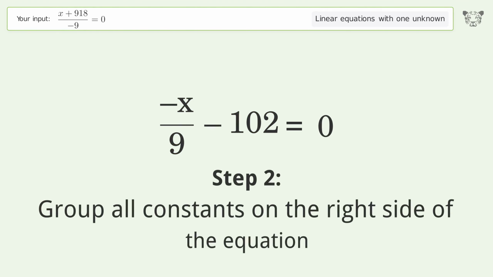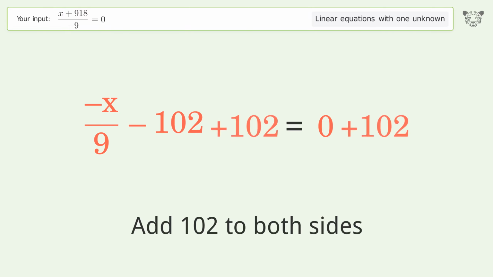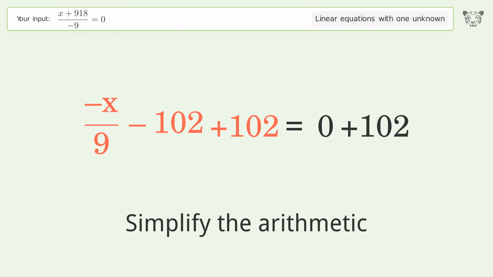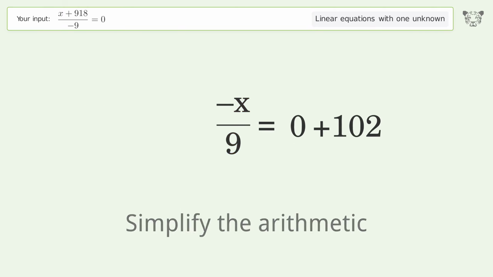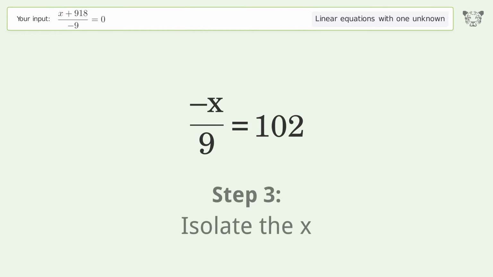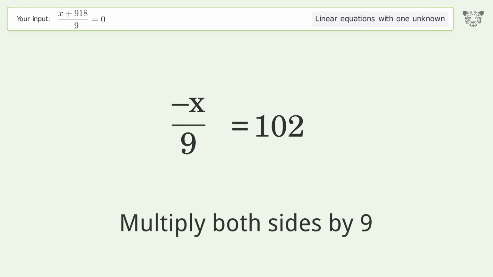Group all constants on the right side of the equation. Add 102 to both sides. Simplify the arithmetic. Isolate the x. Multiply both sides by 9.